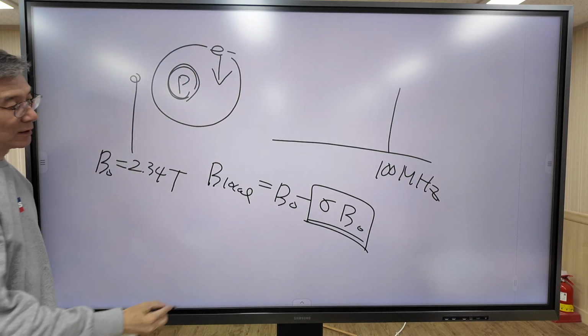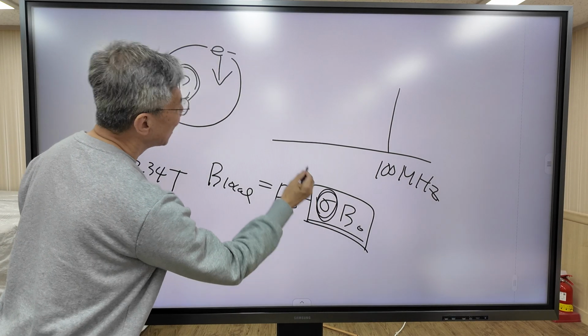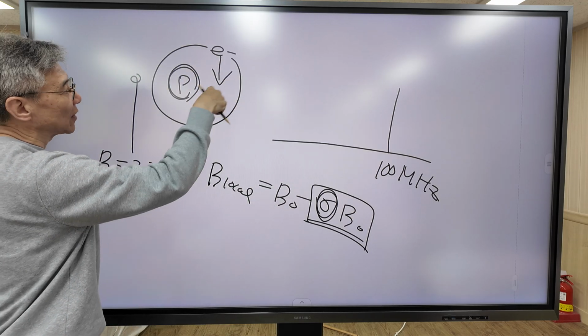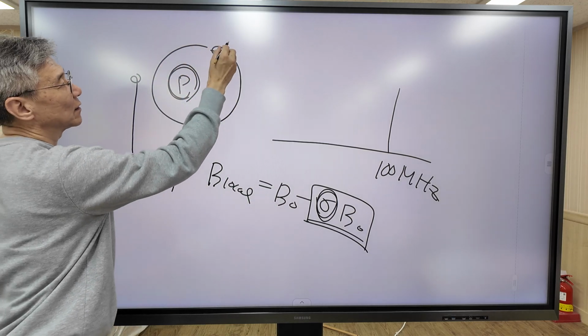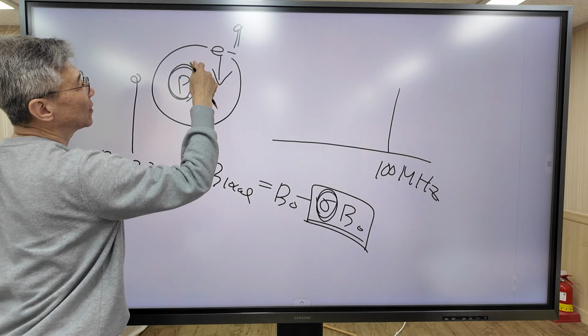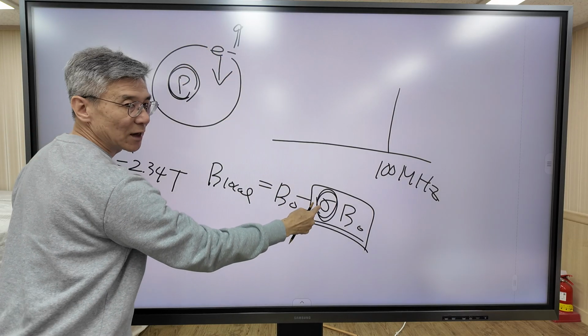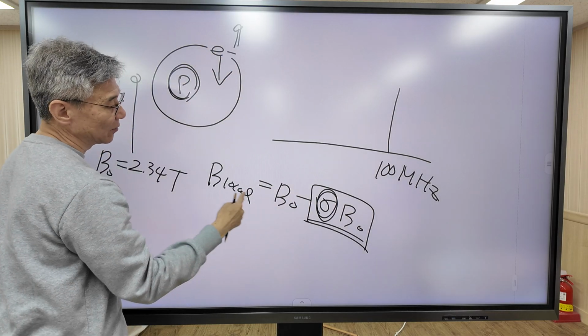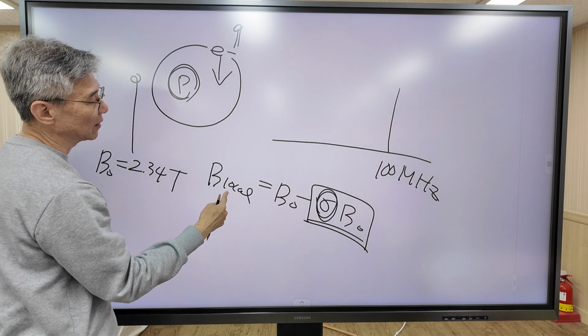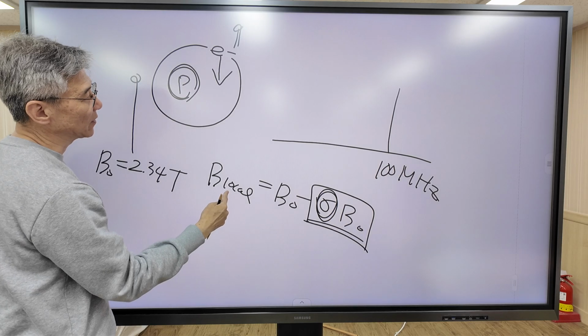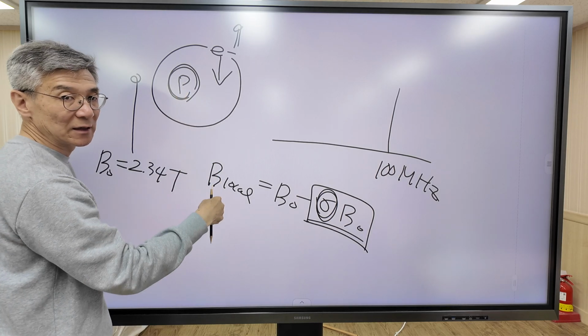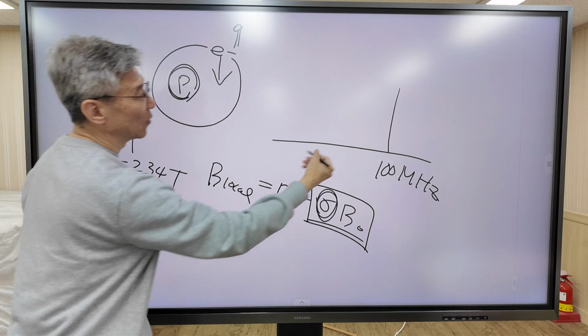Roughly speaking, sigma represents how many electrons surround the proton. When the electron density around the nucleus increases, sigma increases. Then B local, which is the strength of the magnetic field experienced by the proton, decreases. So the transition frequency is lowered.